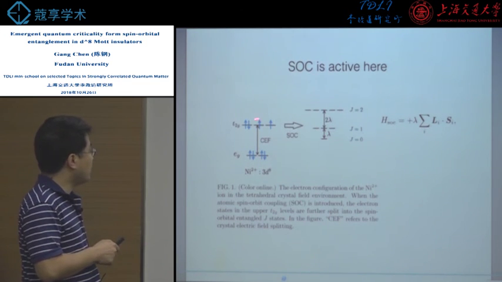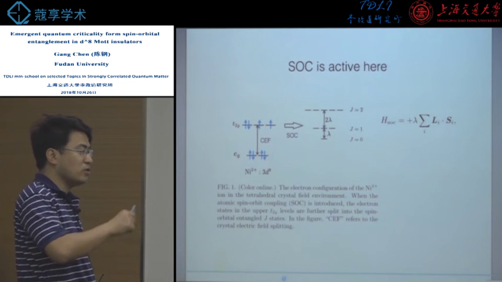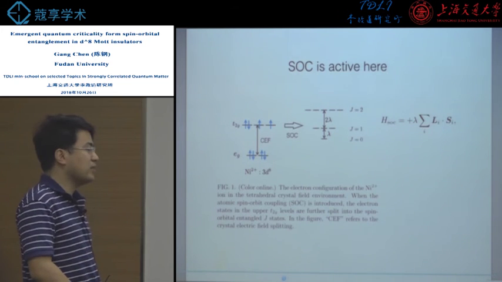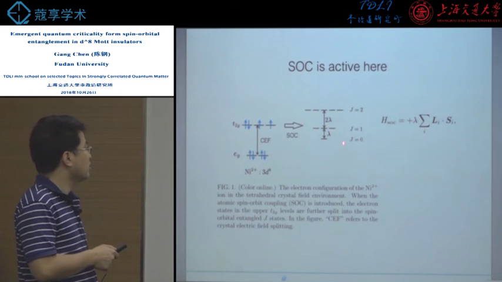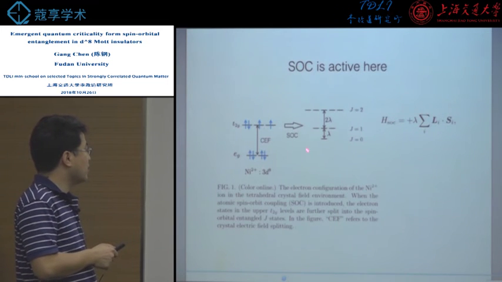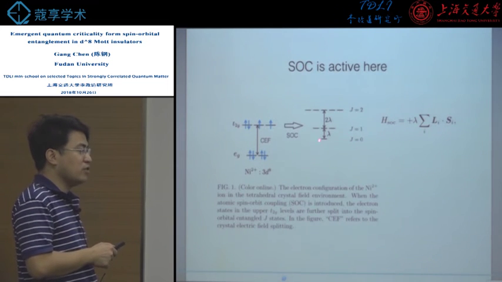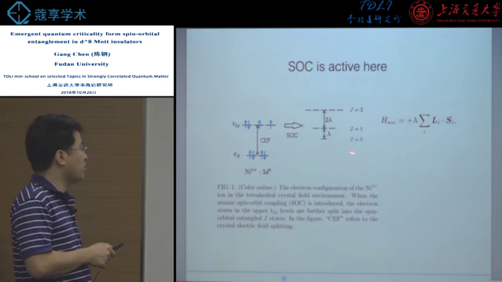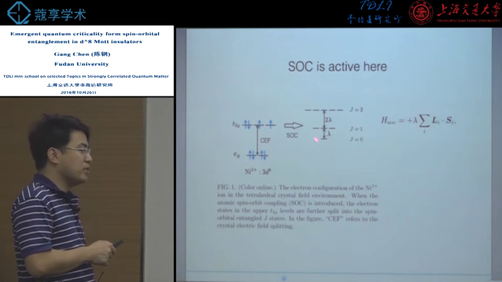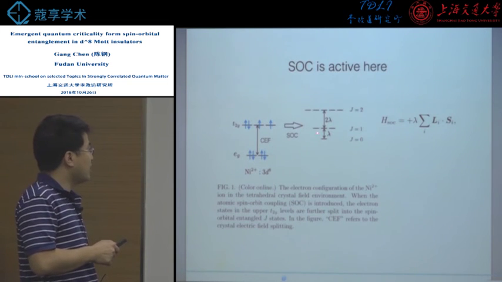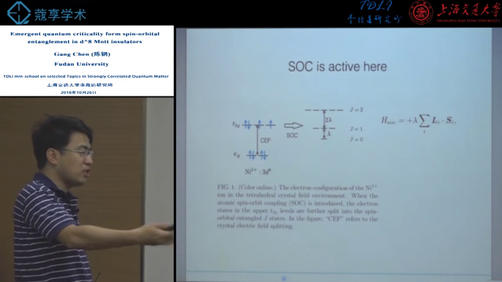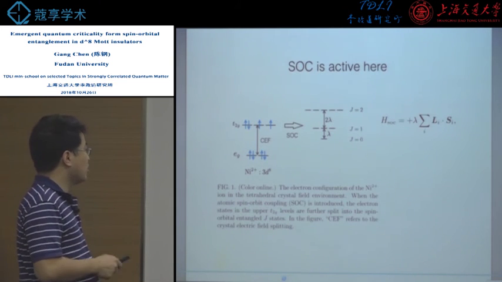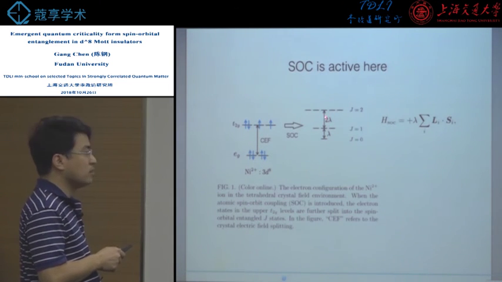And from simple Hund's rule, S equal to 1. So the orbital and the spin are entangled. They form a total J equal to 0. This is simple atomic physics. If you only consider on-site spin-orbit coupling, the local moment will be J equal to 0, and the excited ones will be J equal to 1 and J equal to 2. It's an entangled object of spin and orbitals, separated by spin-orbit coupling.